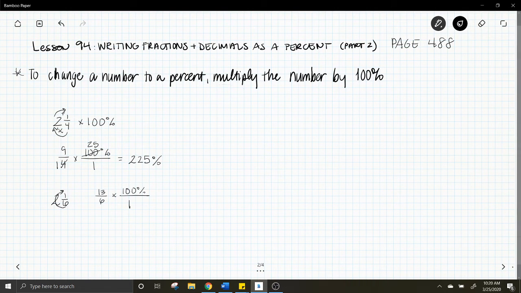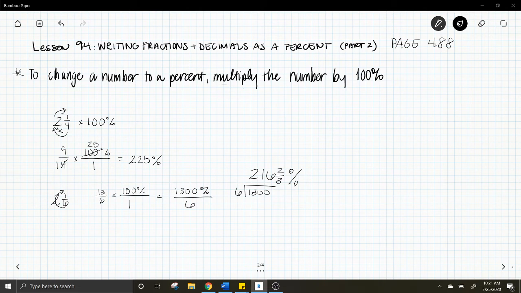All right. So we get 1300% over 6. Like I said, you could have reduced first if you wanted to. So you can either do that, or you can go here and start your long division. So you would say 1300 divided by 6. And we, once again, will write our remainder as a fraction. So take a minute to work out that long division. 1300 divided by 6. And hopefully you got 216 2/3%.